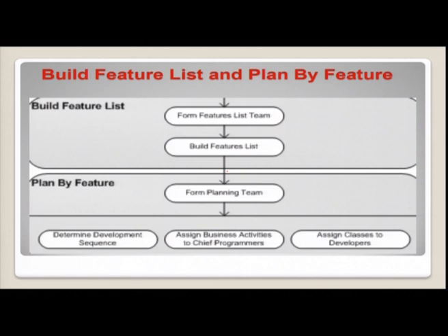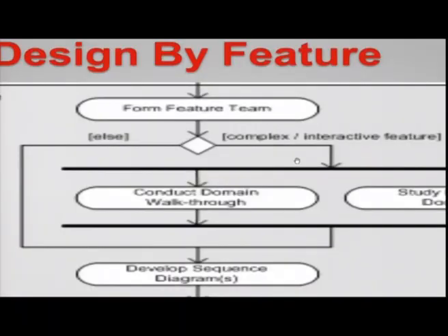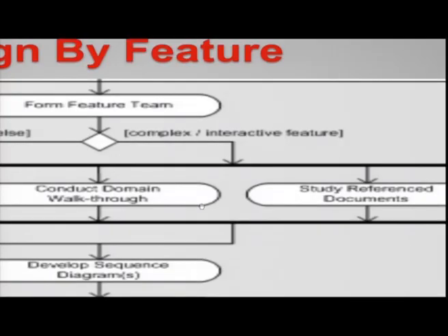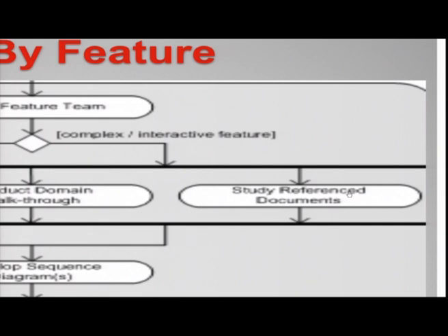If the feature is so complex or if you get an interactive feature, then you can conduct the domain walkthrough. What is a walkthrough? A walkthrough is something like an overview, something like skimming. So you conduct a domain walkthrough. Then you study the reference documents, whatever documents you gathered during the requirements, one and only if you have a complex feature or an interactive feature.